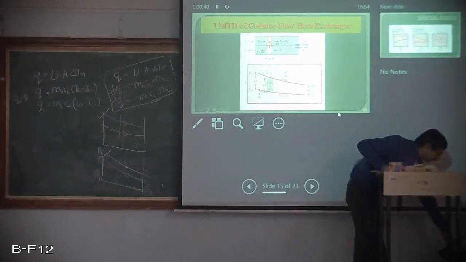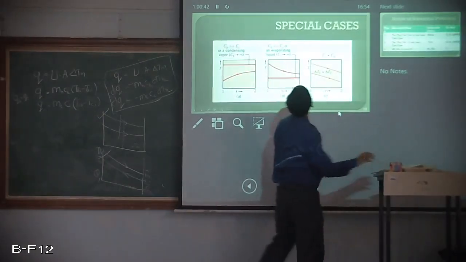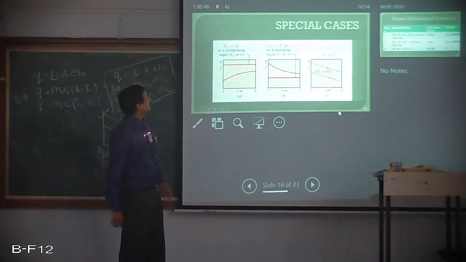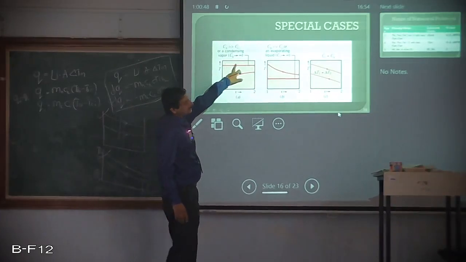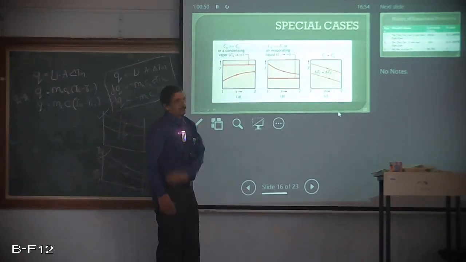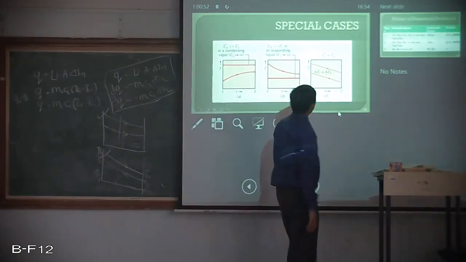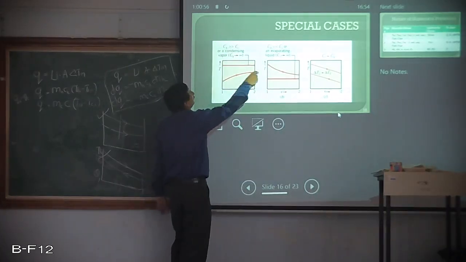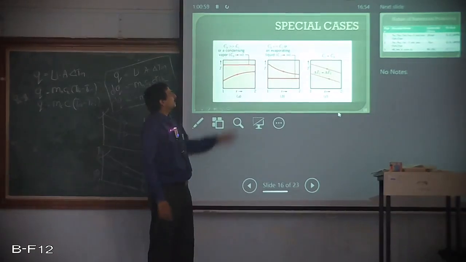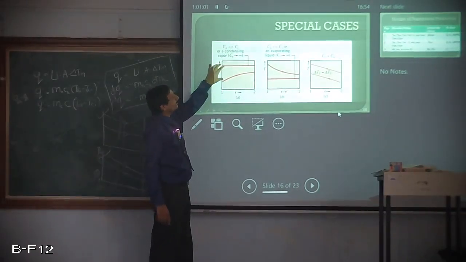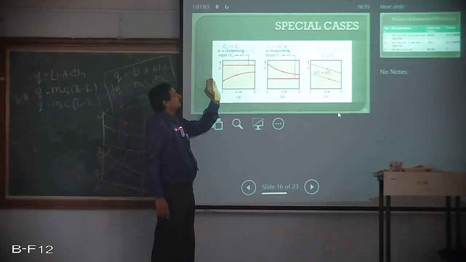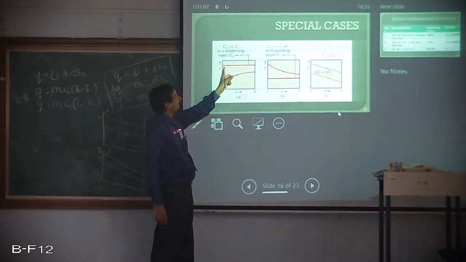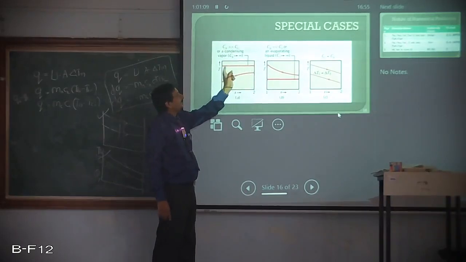Now the next one we are discussing is the special cases. There are certain special cases in the case of a condensing fluid. Whether it is a parallel flow or the counter flow doesn't make any difference, because delta T1 and delta T2 are the same. Why? Because delta T1 and delta T2, whether you take them from the counter flow or the parallel flow, make no difference, because one fluid is the same.